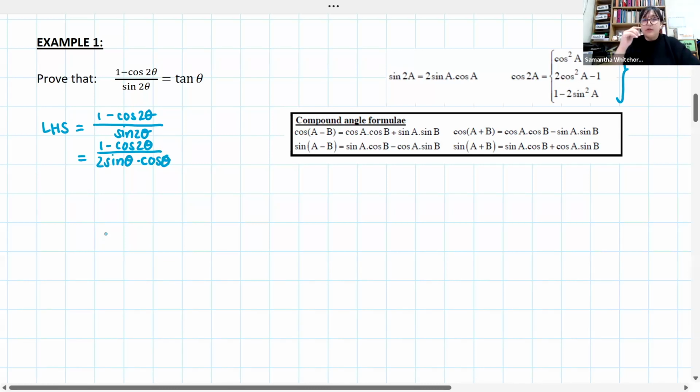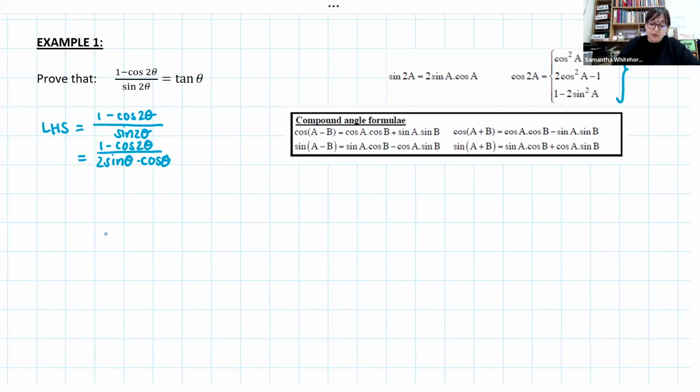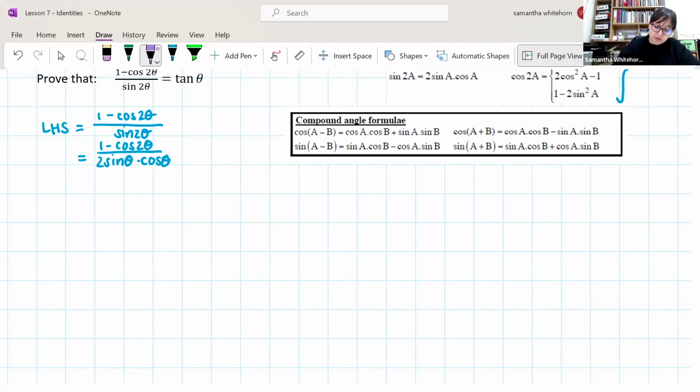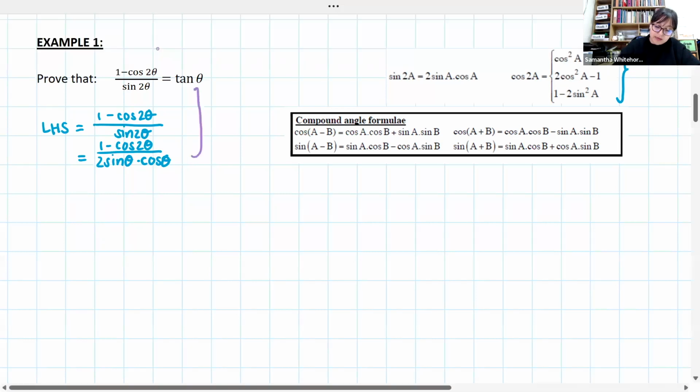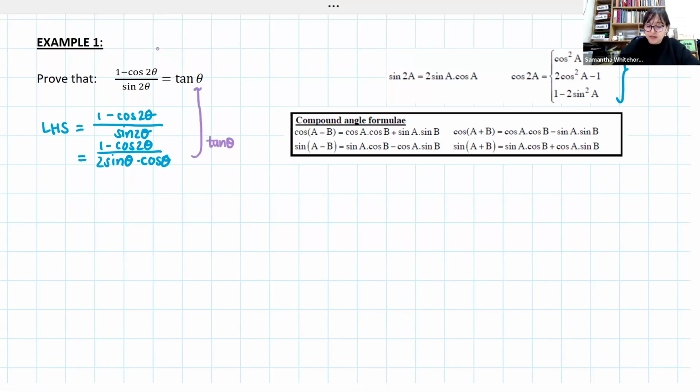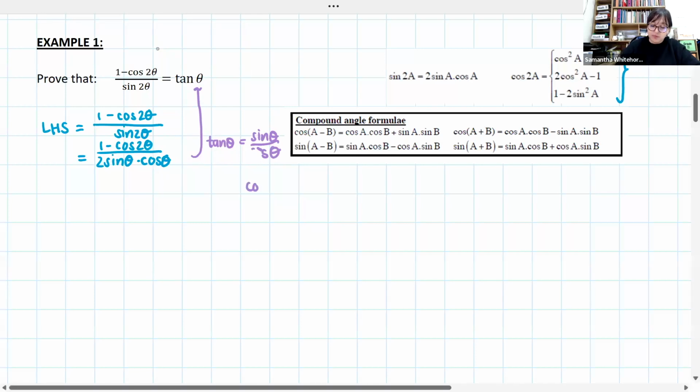Now, when you're proving an identity, and I've said this before, always go back to what it is you're trying to prove. So remember, what we're trying to prove is that this whole thing is equal to tan theta. And remember your tan identity that says sine theta over cos theta is equal to tan.